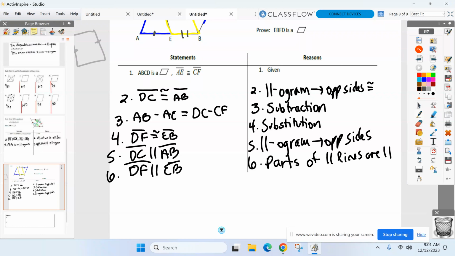You can only use these for parallel lines. Don't use them for congruent. You can't say the parts are congruent. And now we have a parallelogram. EBFD is a parallelogram. And I'm going to ask somebody why, and don't say special case. I want to just make sure we get the wording correct.